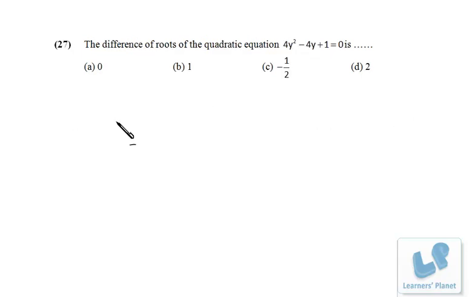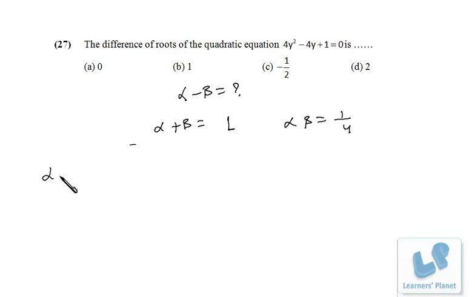Now friends, in this case we have to find the difference of roots. That means we suppose the roots are alpha and beta, and we have to find alpha minus beta, right? Now what's alpha plus beta over here? It's minus 4 by 4 minus, right? So it's 1 only, that's minus b by a, and alpha beta is what? That's c by a, that's 1 by 4, right?